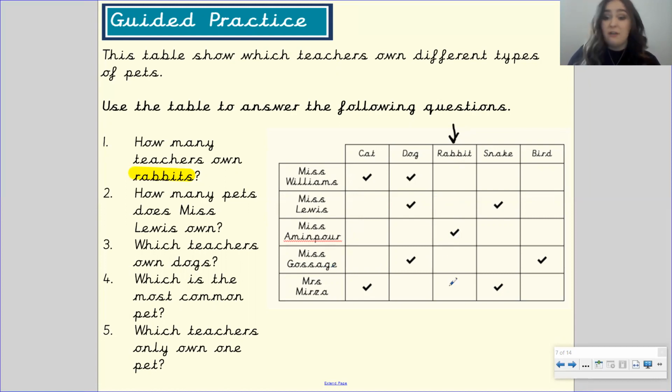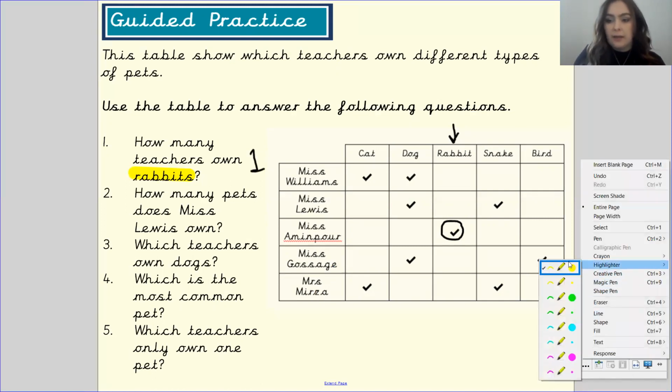Miss Gossage does not have a rabbit, and Mrs. Merthyr does not have a rabbit. So that means that Miss Amanpour is the only one with a rabbit. So only 1 teacher owns a rabbit. Now let's have a look at the next question.